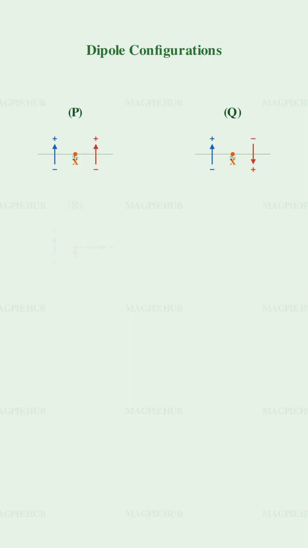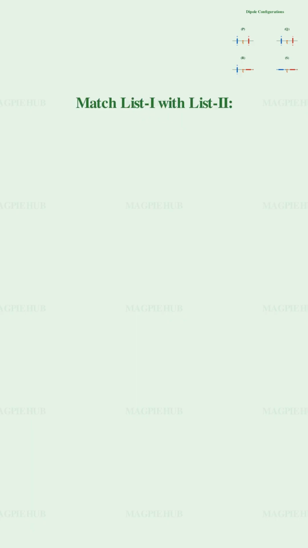In configuration Q, the left dipole points up and the right points down. In configuration R, the left dipole points up and the right points to the right along plus i hat. In configuration S, both dipoles point to the right along plus i hat. The question asks us to match list 1 configurations with list 2, which gives possible resultant electric field at the midpoint X.